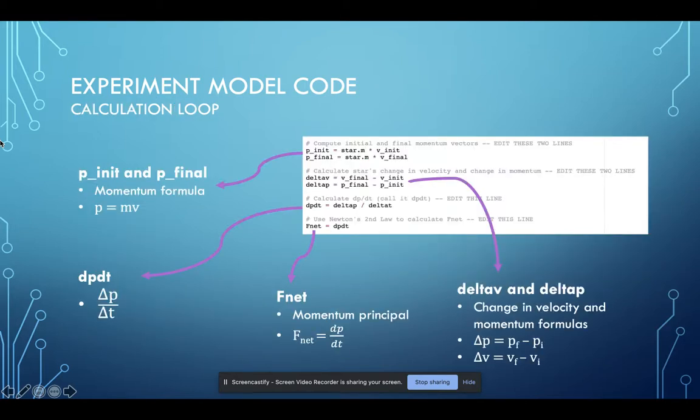So for our calculation loop, I plugged in the momentum formula, P equals mv, for the initial and final momentum. I plugged in the change of velocity and momentum formulas for delta P and delta V. And then for dp/dt, I did the change in momentum over change in time, and then Fnet equals dp/dt. We know this from the momentum principle.